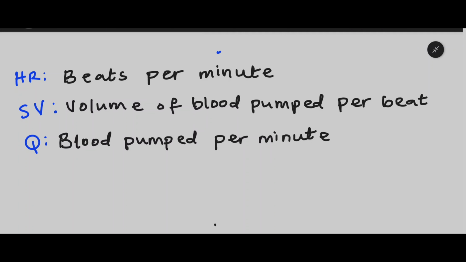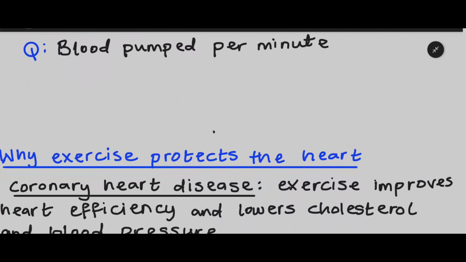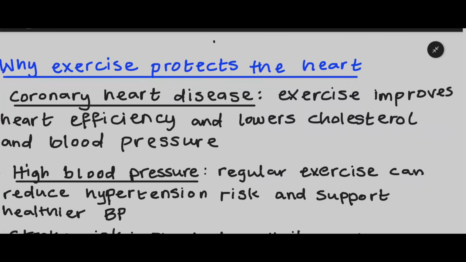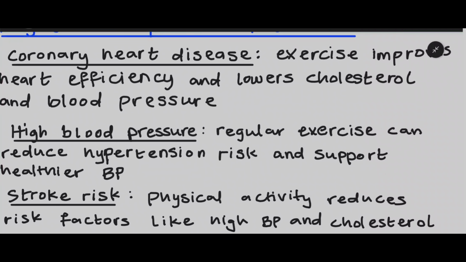Okay, now let's look at why exercise protects the heart. There are three main things we're going to look at. These are really substantial health outcomes, and you don't just need to know the definitions. You need to be able to explain it and apply it. Regular activity lowers the risks of a lot of cardiovascular issues like coronary heart disease and stroke, and also helps with blood pressure and cholesterol control.